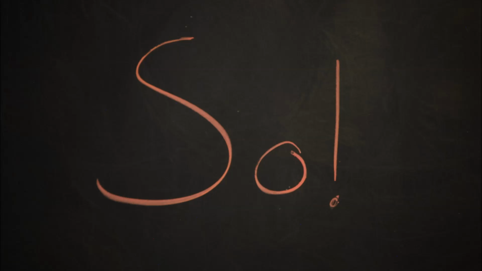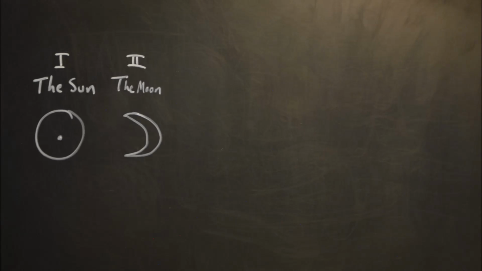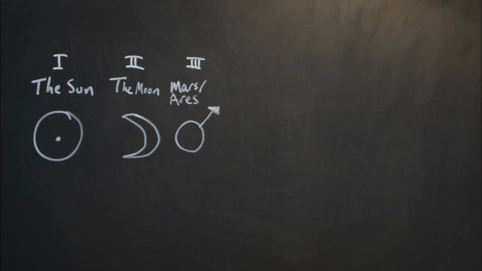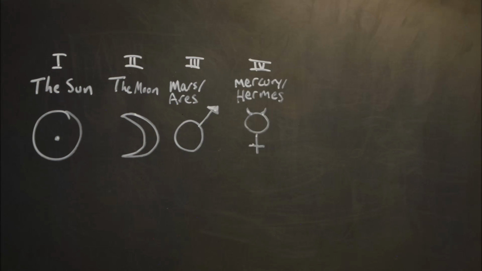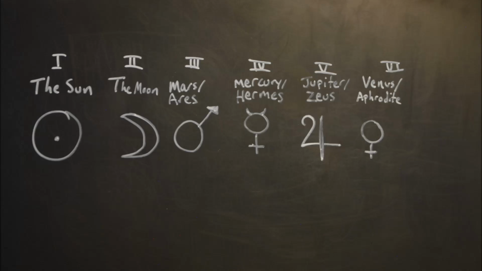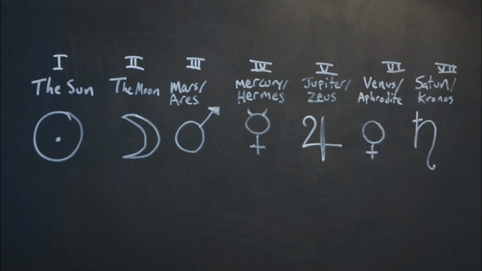So, it went in this order. The sun, the moon, Ares or Mars, named after the god of war, Hermes or Mercury, named after the god of commerce, roads, and tricksters, Zeus or Jupiter, named after the king of the gods, Aphrodite or Venus, named after the goddess of love and beauty, and Kronos or Saturn, the god of time.